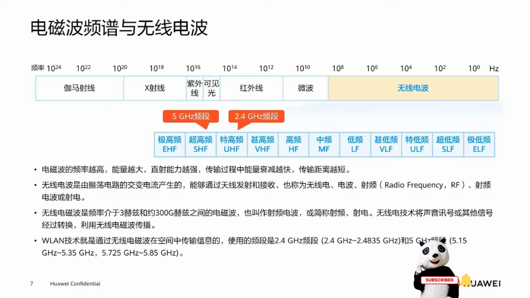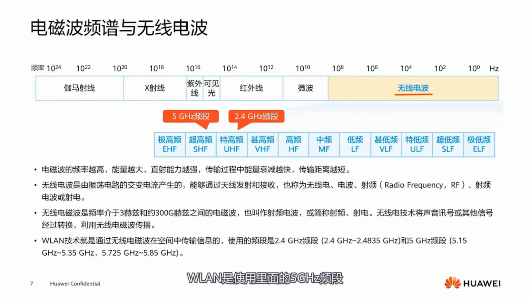WLAN uses the 5 GHz and 2.4 GHz frequency bands. We categorize them as ultra-high frequency and extremely high frequency. Other frequency bands, like very high frequency, and high frequency, have different applications. For instance, high frequency might be used for civilian radios, while very high frequency is used for FM broadcasting. We only focus on the application scenarios of radio waves, namely the 2.4 GHz and 5 GHz frequency bands.